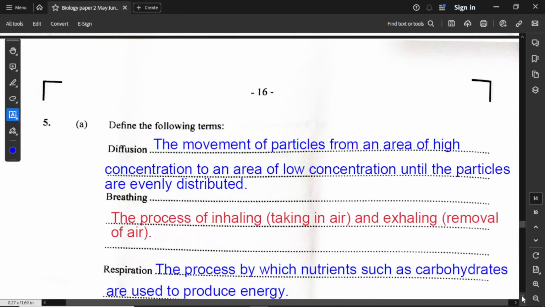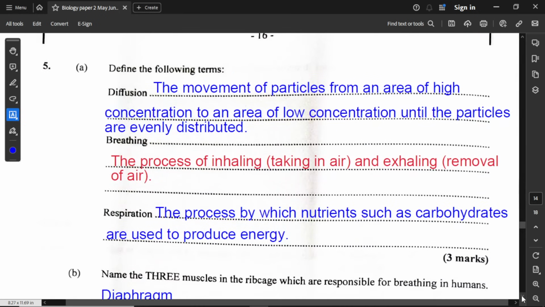All right, and so for question number 5, we're almost there. It said define the following terms. Again, this is loaded with definitions. I don't know, they might want to give away points here. So diffusion is the first word to define, and diffusion is the movement of particles from an area of high concentration to an area of low concentration until the particles are evenly distributed.